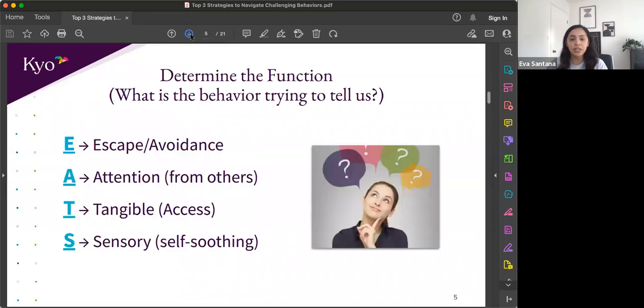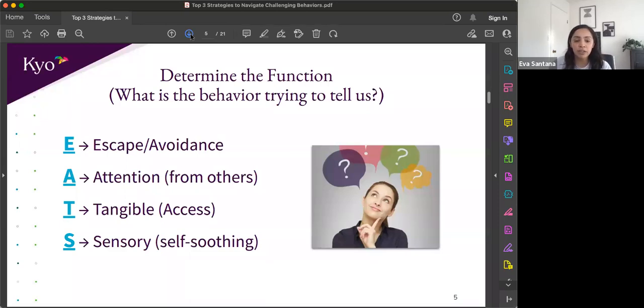Okay, so now going into our presentation: determining the function of a behavior. What is a behavior trying to tell us? And when I talk about behavior, this doesn't just mean inappropriate or unwanted behaviors, but it can also mean appropriate behaviors. However, in this training, we're probably going to go more into inappropriate behaviors.